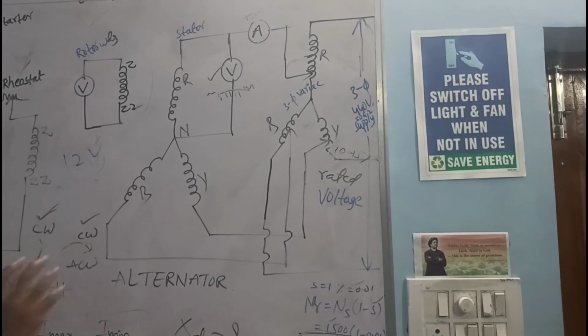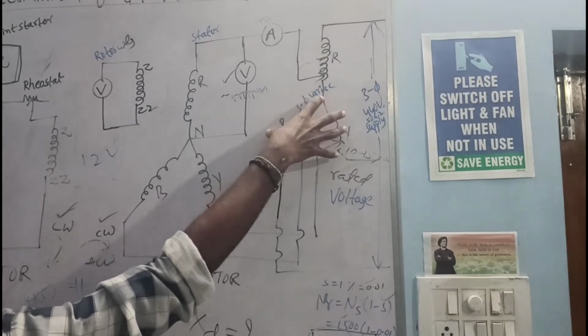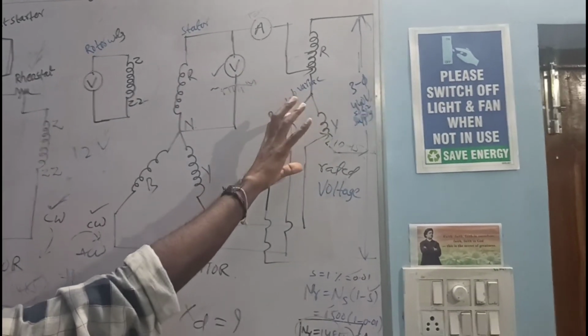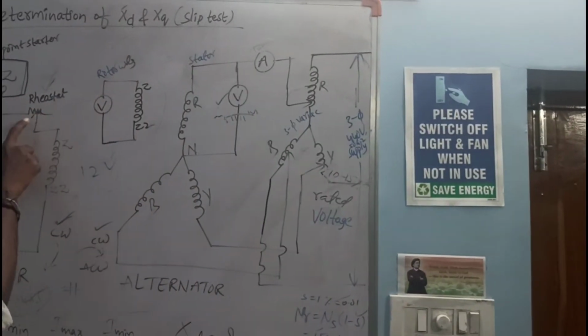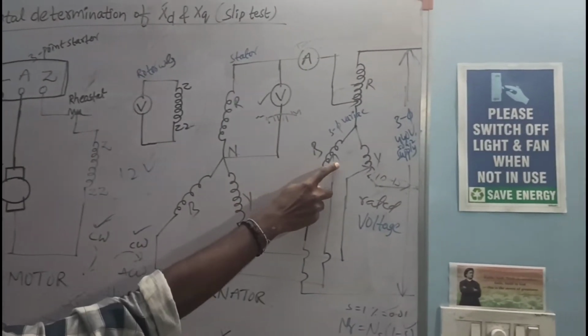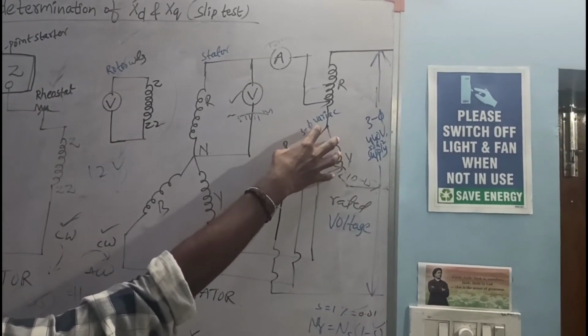Initially, this 3-phase variac position is at 0 position. First of all, check once: the rheostat is at minimum position and the 3-phase variac is also at minimum position. Then switch on the experiment. So here the 3-phase variac is at 0 position.